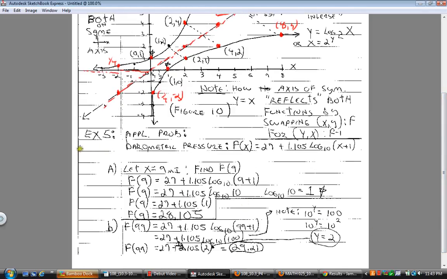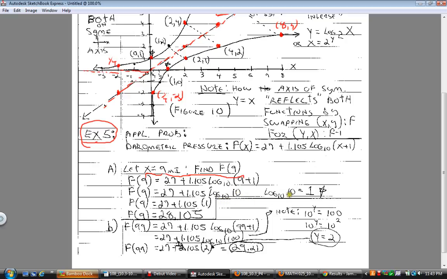We've got a couple of application problems dealing with barometric pressure. This is example 5 out of the book. They are going to give you the function f of x equals 27 plus 1.105 log base 10 of the quantity x plus 1. And they're going to ask you, at 9 miles, what is the barometric pressure? You're going to find f of 9. Simply substitute 9 in for x. And remember the function was x plus 1, so that turns out to be 10. Log base 10 of 10.